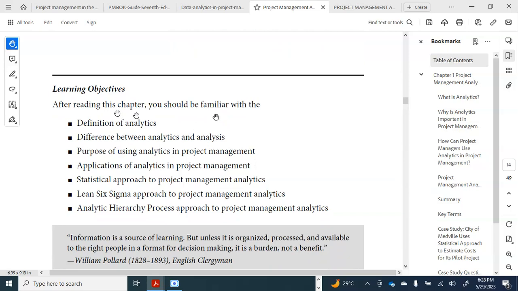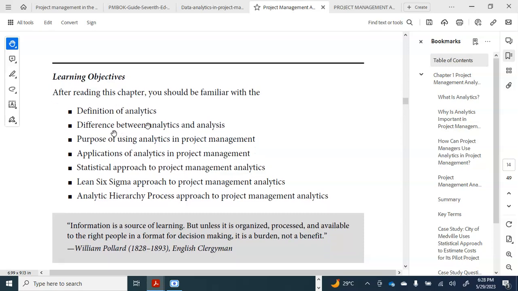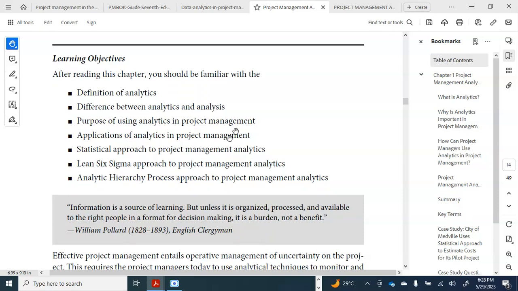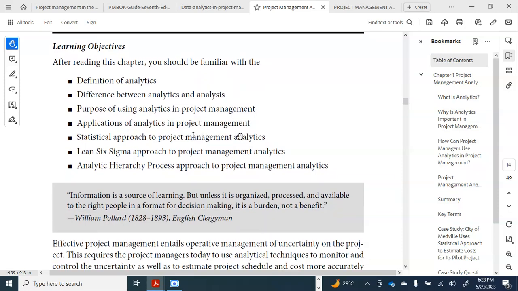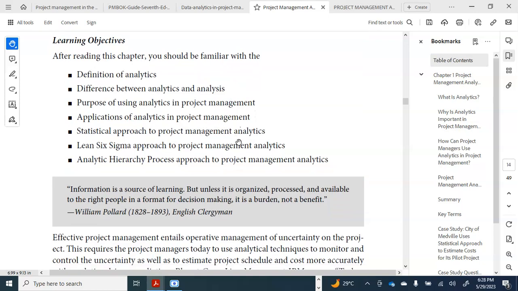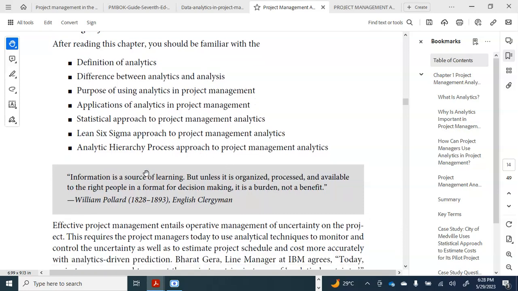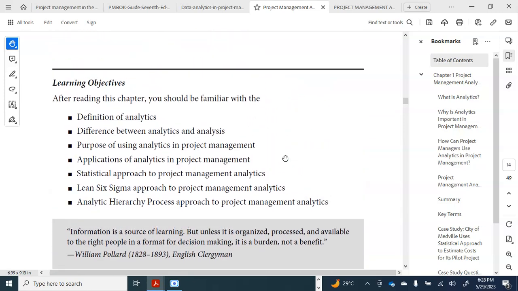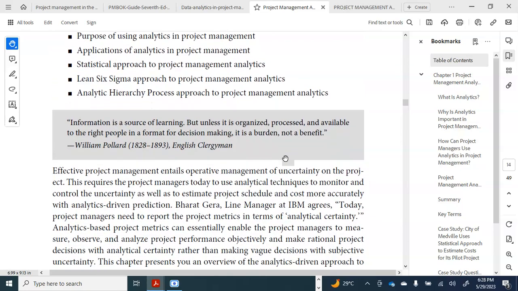Objective: after reading this chapter, you should be familiar with the definition of analytics, the difference between analytics and analysis, the purpose of using analytics in project management, which is very, very important, and the application of analytics in project management. Also covered are the statistical approach to project management analytics, the Lean Six Sigma approach to project management analytics, and the analytic hierarchy process approach to project management analytics. Okay, that's the objective.